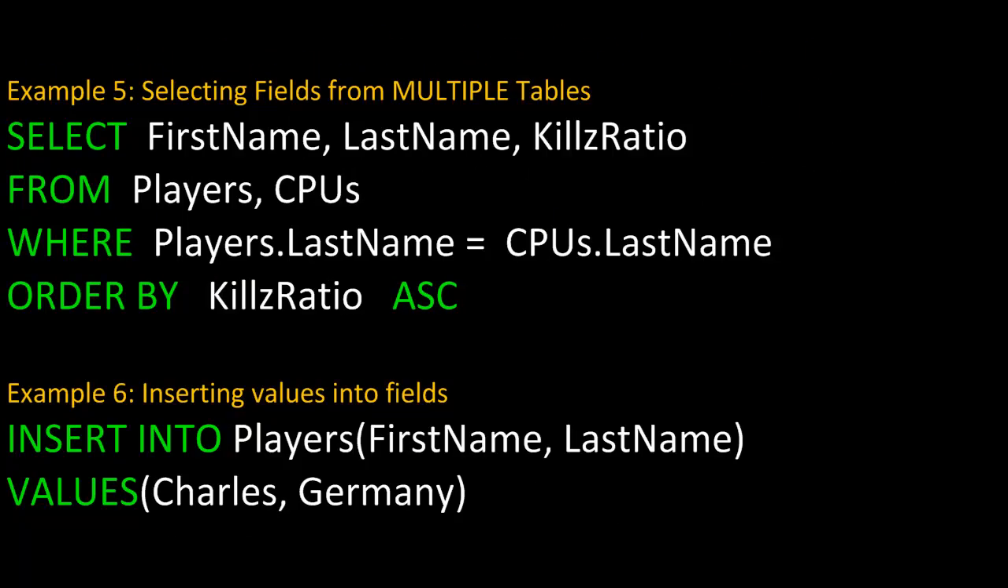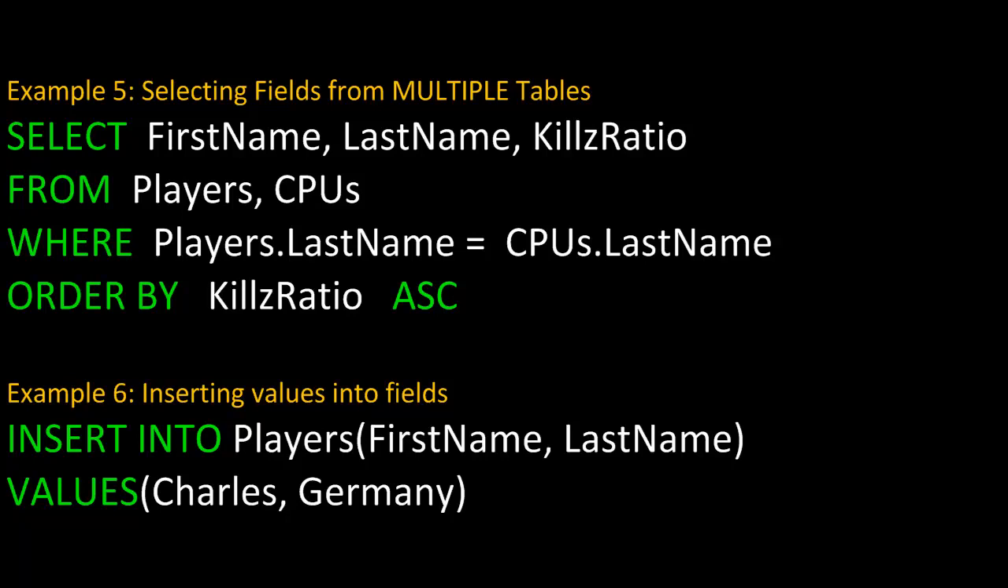Here in example 5, we're going to look at selecting fields from more than one table. To do this, we need to use commas and the dot operator. So notice how we're doing this. We're selecting the fields first name, last name, and kills ratio from two different tables, players and CPUs, where the first table, players, the last name field is the same as the second table's last name field. Using the dot operator, we say the table name and then the field name. And then we're going to order by kills ratio, and this time we're going to put it in ascending order.